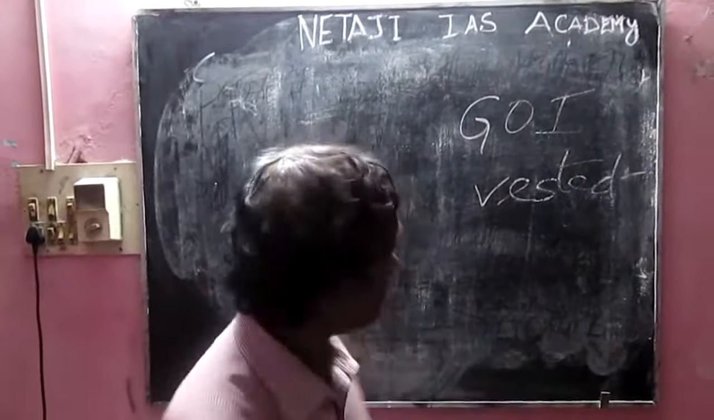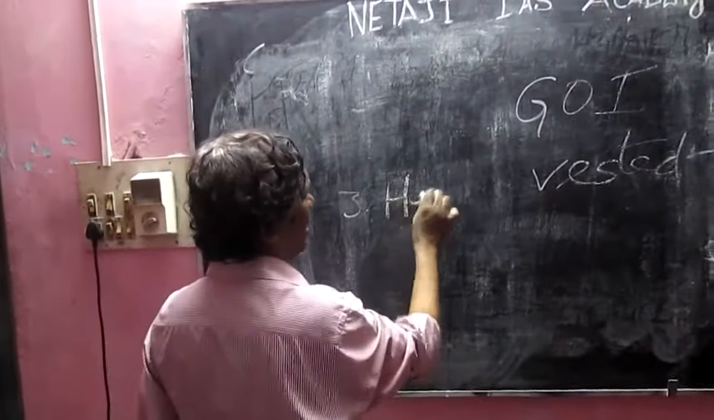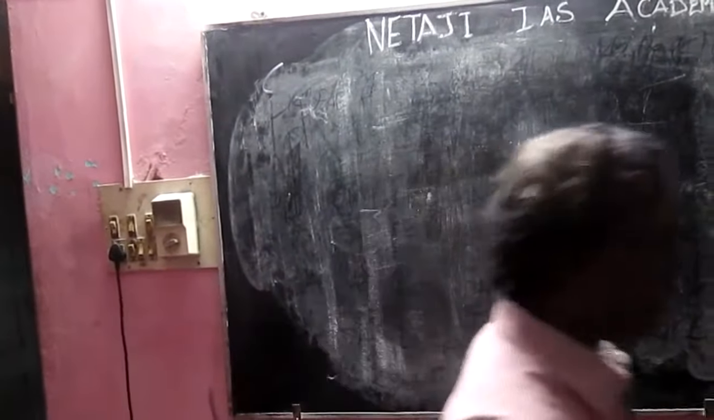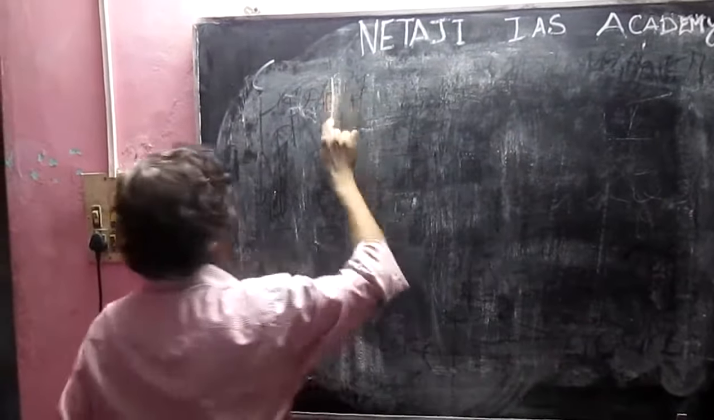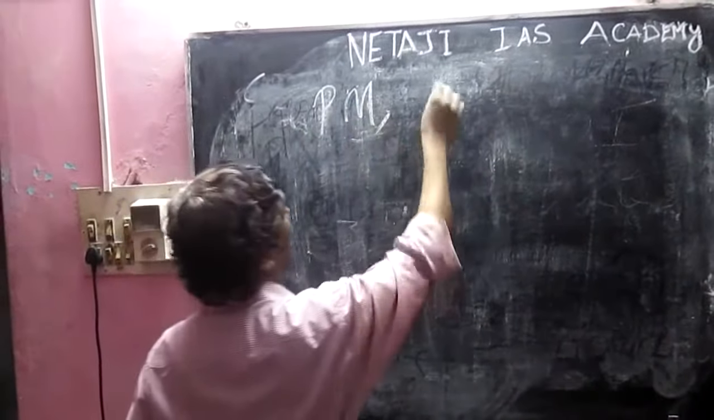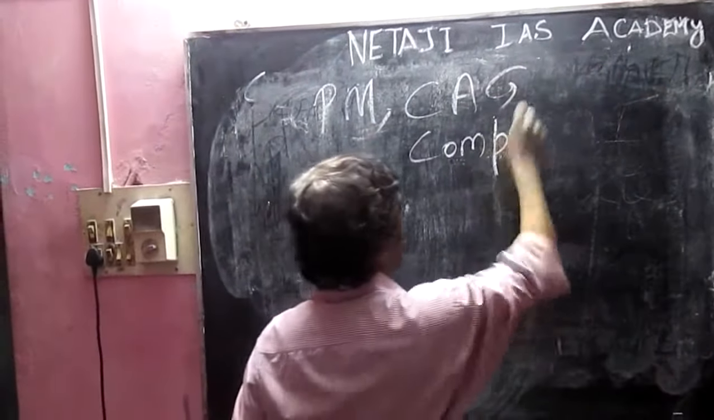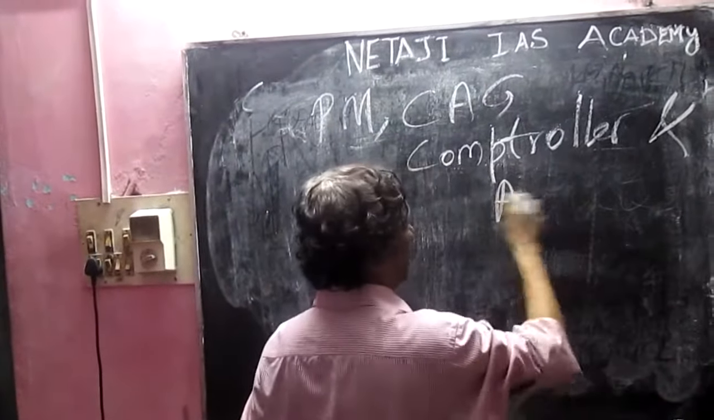Number 3. He appoints the following: Prime Minister, CAG, that is Comptroller and Auditor General.